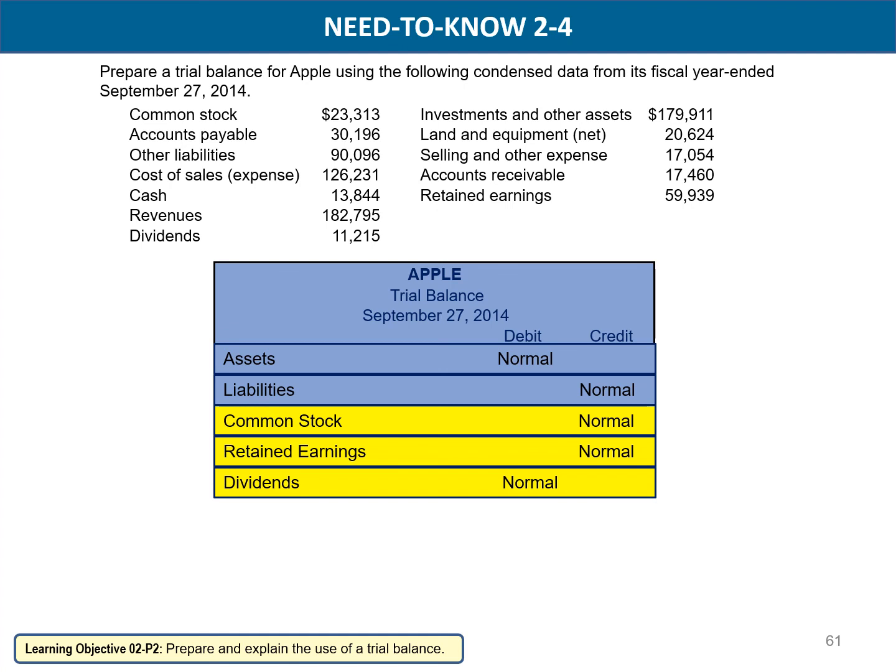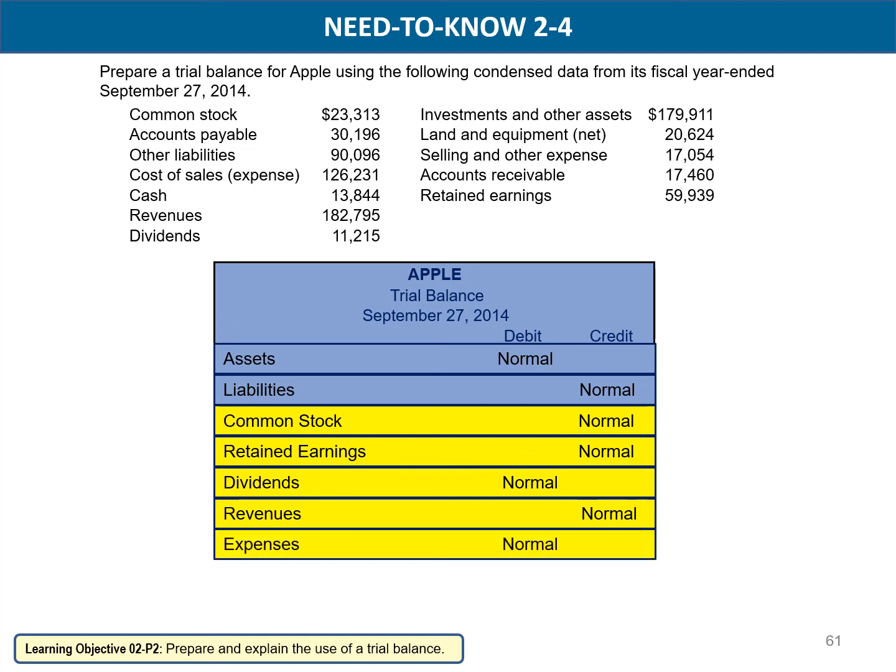Dividends have a normal balance of a debit, they belong on the left side. Revenues, normal balance of a credit, they belong on the right. And expenses have a normal balance of a debit, they belong on the left. Okay. Then after you list all of your balances on the trial balance, your debits should equal your credits when you sum all of the balances.